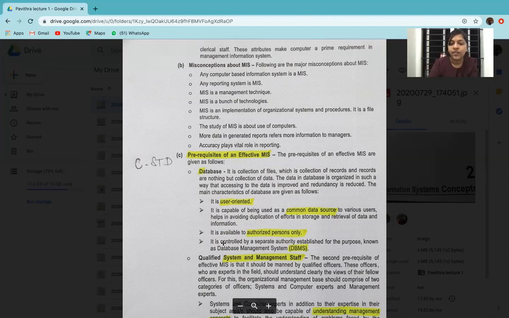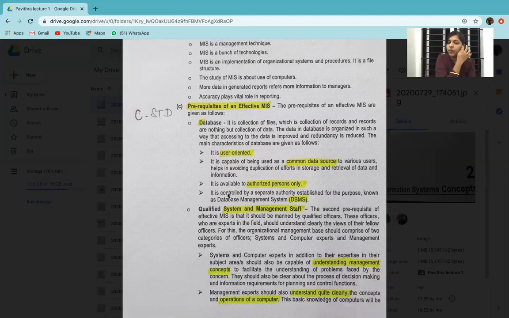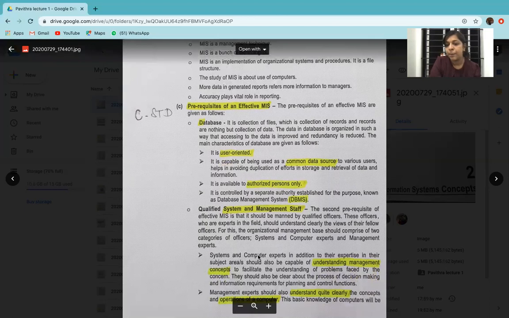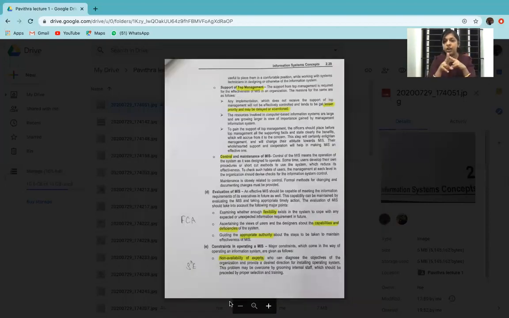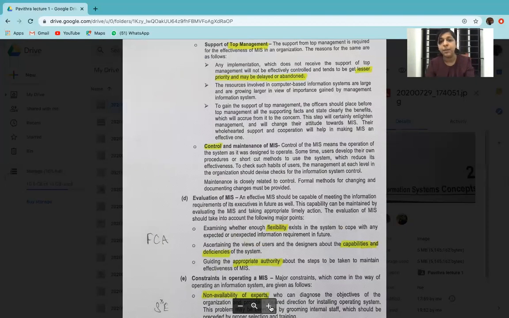And then there is the qualified system and management staff, because the management staff many times are not computer literate, and the system staff should also be aware of the needs of the management and know about the history of the enterprise. So the system and computer experts should have an understanding of management concepts, so that they can understand the problems faced by the management. And the management experts, who are mostly not computer literate, should understand the operations of a computer. They should each understand the qualities of the other so that they can communicate and the main objective or goal can be reached.